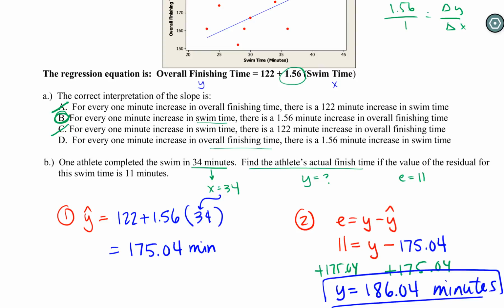So just kind of throwing out this idea of types of errors that we could make, and also what this residual of 11 means is that we are actually under by 11 minutes. So I'm sitting around waiting for 11 minutes, not I come 11 minutes after he finished.